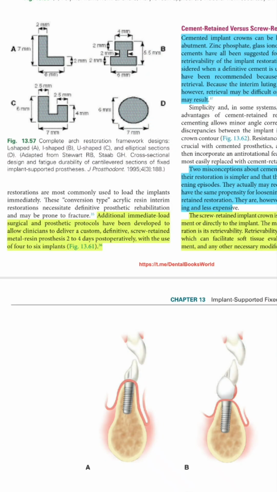The one-stage surgery is considered risky, but especially when you have an initial stability, we can do immediate load surgical and prosthesis applications. We can give a definitive screw retained metal resin prosthesis 2 to 4 days post the operation with the use of 4 to 6 implants.